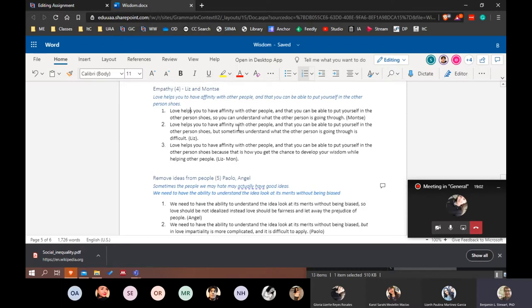Let's go back to your sentence stem. It says, love helps you to have an affinity with other people. What do you mean by an affinity with other people? Think about what you mean by that. Maybe there's a different way of saying this. Instead of using the connector and, just state what you think love helps with in terms of empathy. I would take another look at the idea of having an affinity, and see if there's a way of saying that a little bit more specifically.